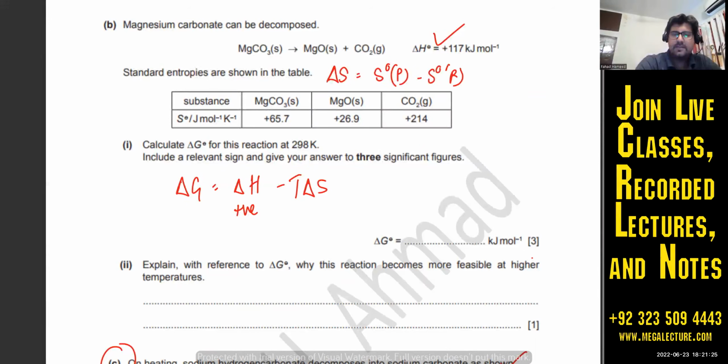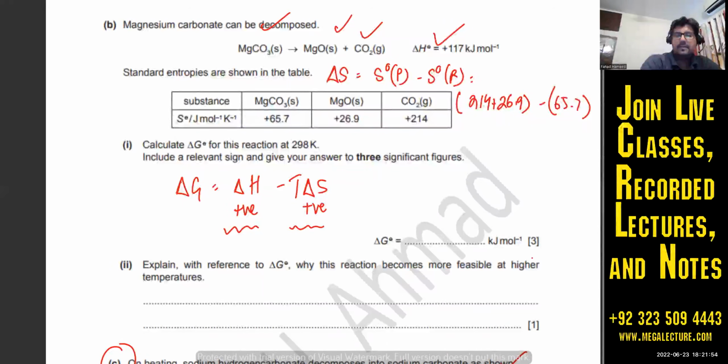What do we get for this? What's the product? It's CO2, that's 214, and you've got MgO, that's 26.9. And I'm going to subtract the reactant, which is MgCO3, that's 65.7. So I guess that is positive, right? So one of my terms is positive, the other one is actually negative, right? Okay, so that's 175.2, right?